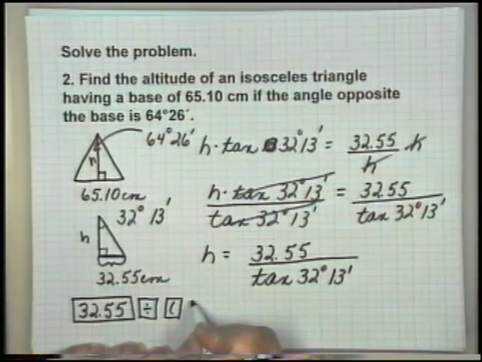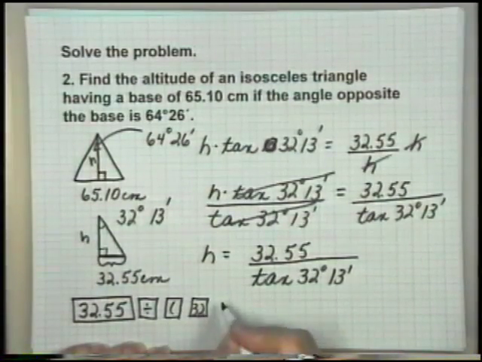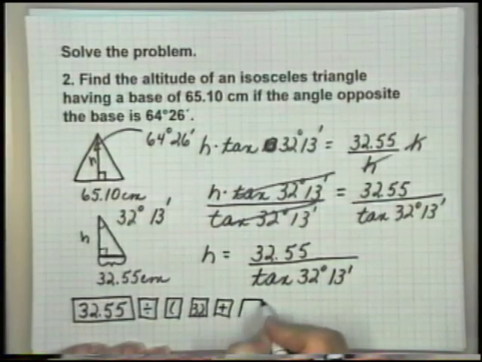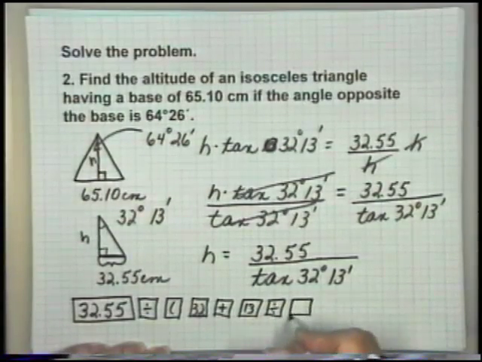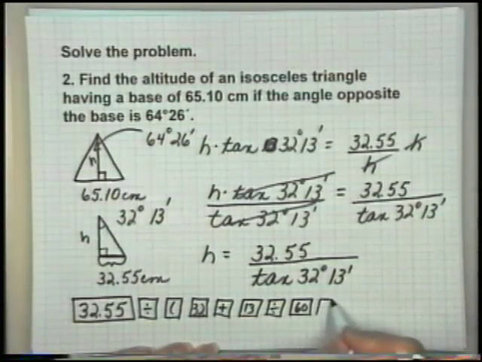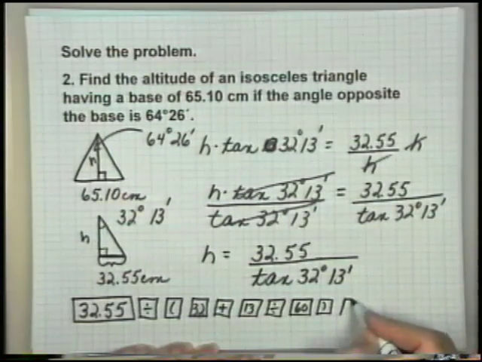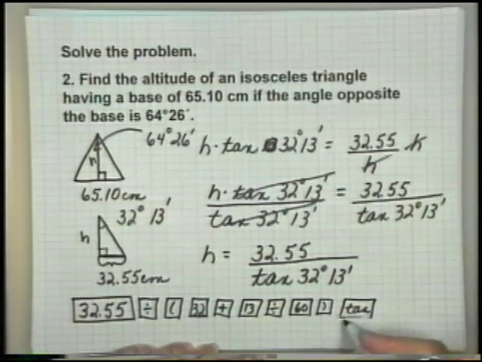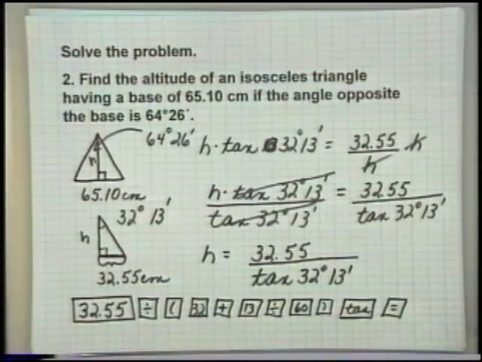But all the calculators will convert by saying parentheses 32 plus the 13 divided by 60, because there are 60 minutes in a degree, close parentheses, and then if I want to find the tangent of that angle, I just push my tangent button and push equals to get it to actually do that division. So let's calculate that.